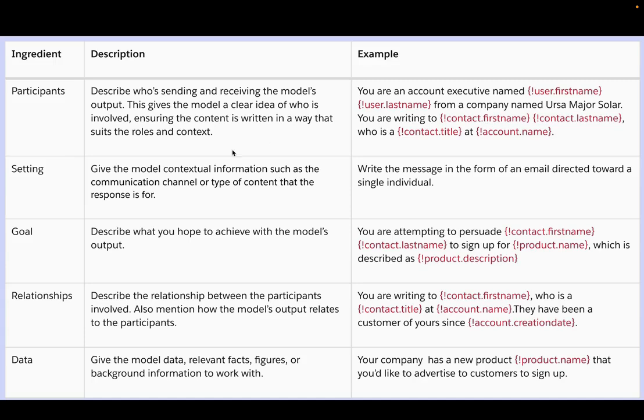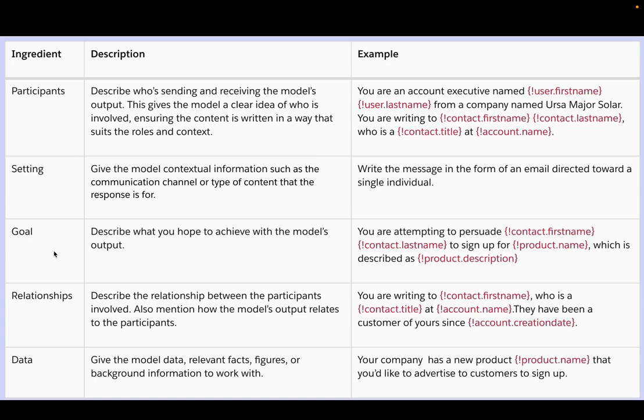Next up we have the setting. This gives the model the contextual information such as the communication channel or the type of content you are looking for. For example, if you are drafting an email, you want to tell the model to write a message in the form of an email directed towards a single individual. This helps ensure the content is tailored for the correct medium, whether it's an email, case summary or a record history.